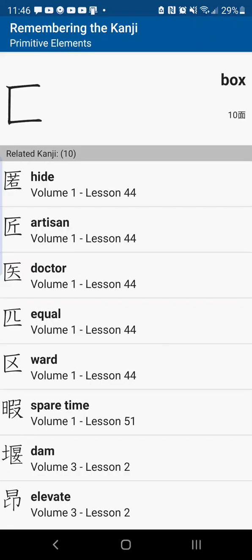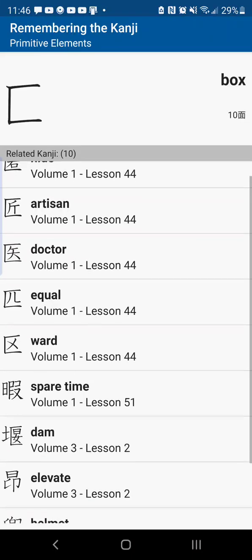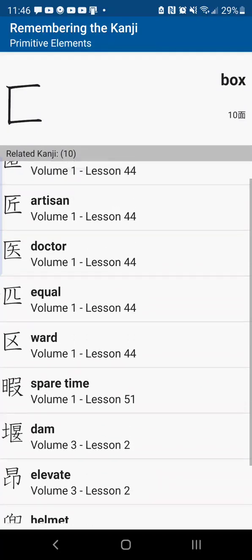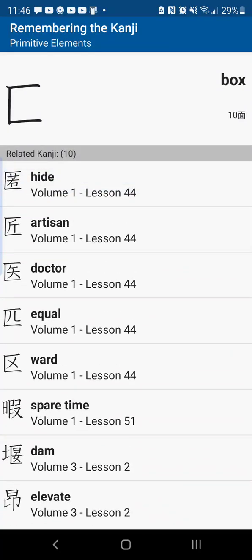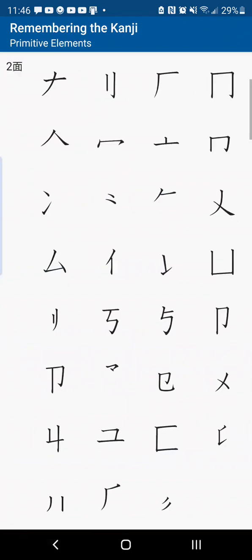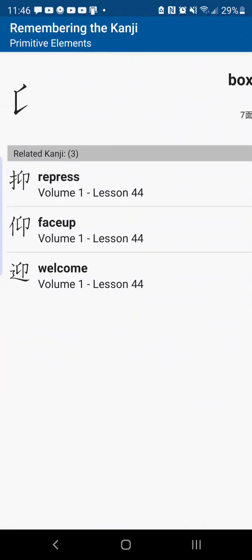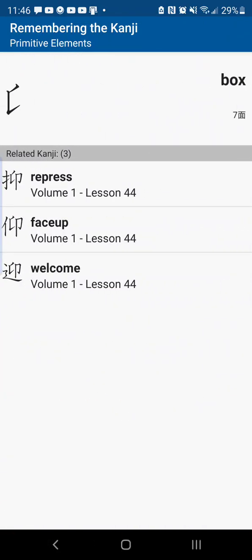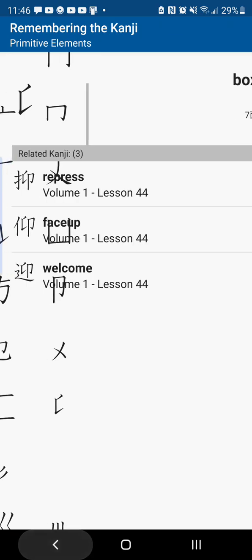Box. Straightforward enough. We got a dude hiding in there. An artisan is someone who makes high quality boxes, you could say. Snake hides in a box. There's an angled box. If you think of it being kind of like a 3D representation of volume, you could see the leftmost edge of the box. Repressed, to box in one's feelings.